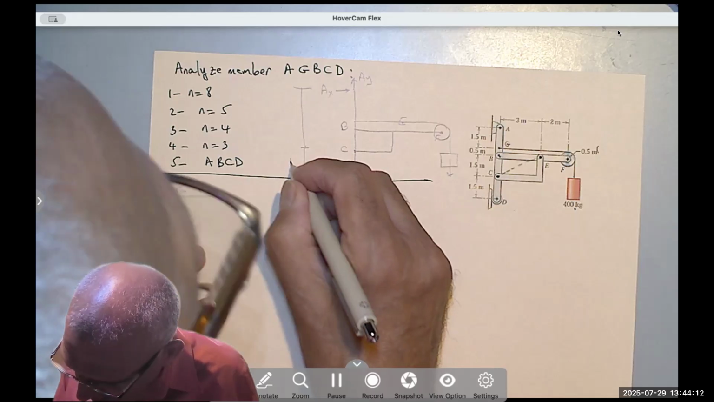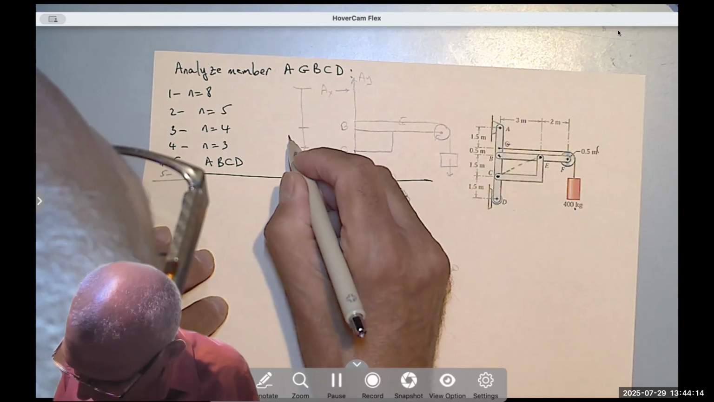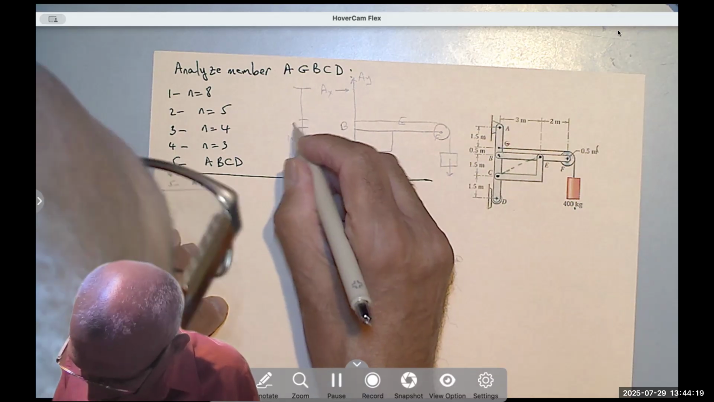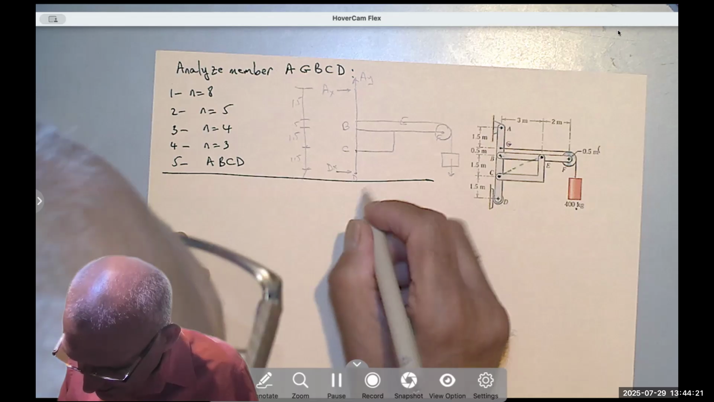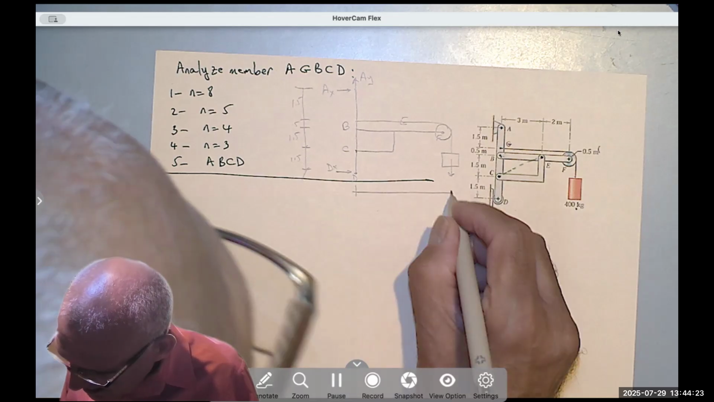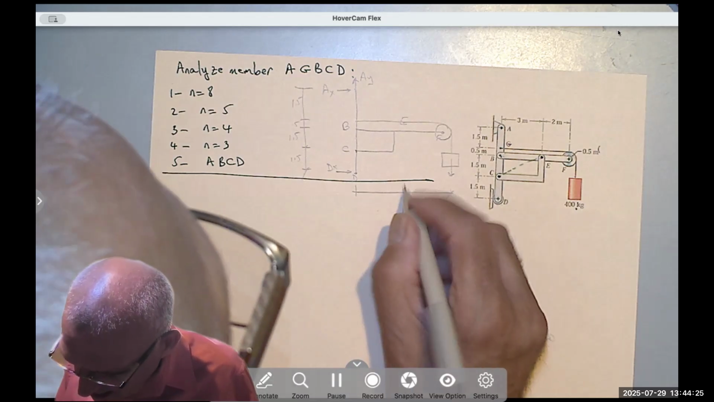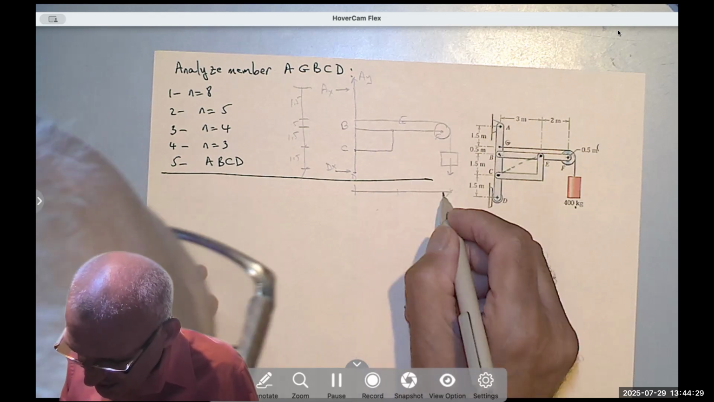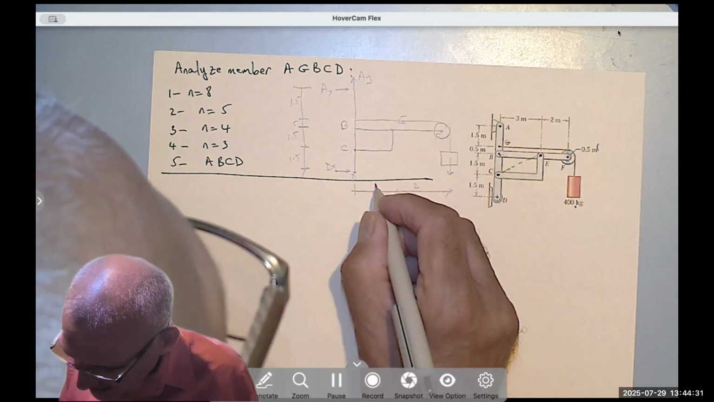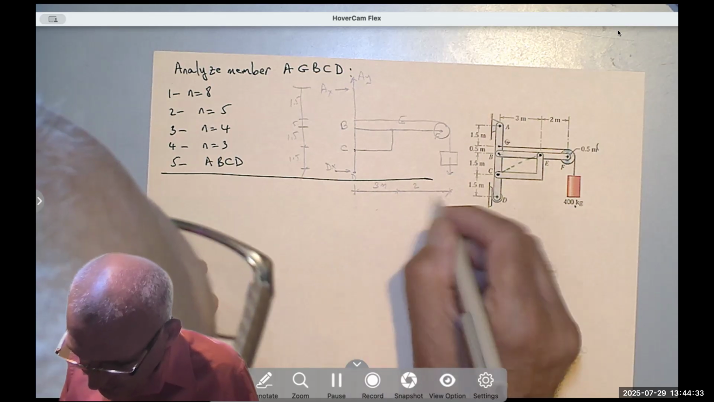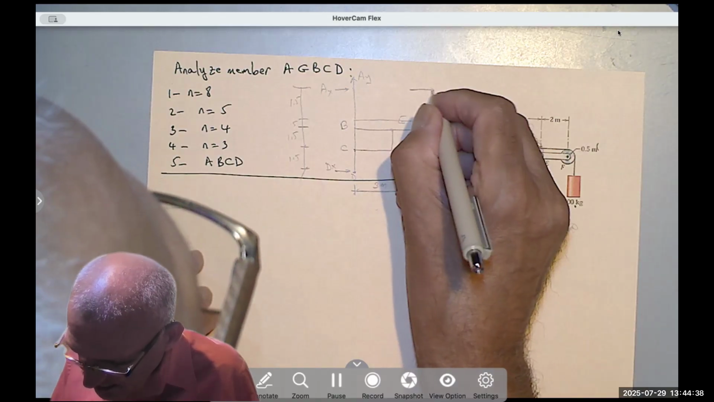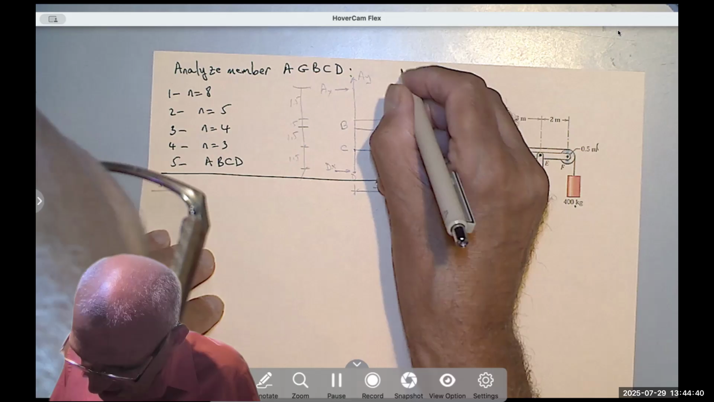1.5, 1.5, 0.5, 1.5. And here I get, well, I drew this longer, but this is 2 and this is 3 meters. Again, the important thing is the numbers, not the scale. We don't waste our time to draw it to scale.